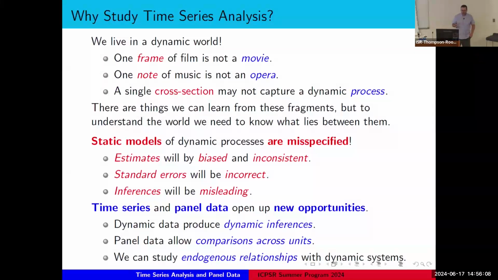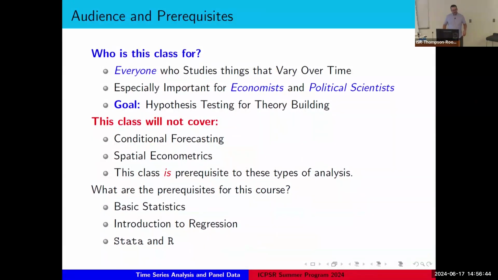Time series data also create new opportunities for inference. If you have a dynamic model, then you can make dynamic inferences. We can see how changes in X propagate into Y over time, and we can map that process. What does that look like? How does it change? With panel data, we can make comparisons across countries, or units, right? I study international relations, so I'm always thinking about countries. My apologies. But comparisons across units, and if you have data measured over time, then you can relax the exogeneity assumptions that are typically required in regression models so that you can estimate models with multiple dependent variables using systems of equations. So this class is for everybody who studies things that vary over time.